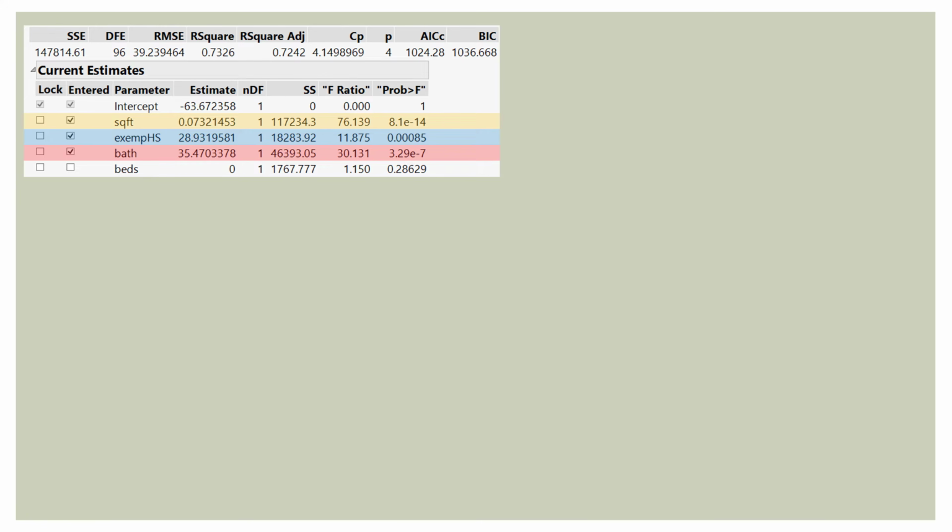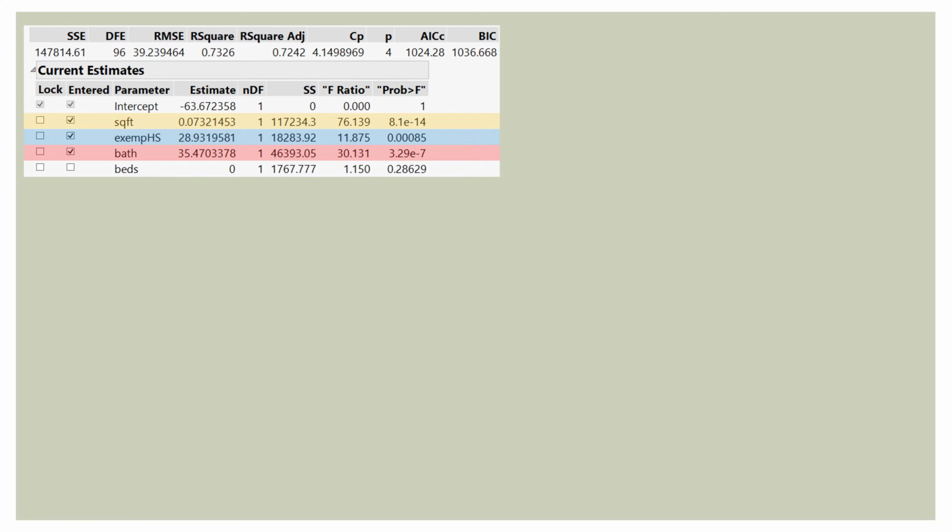Now remember, if we add up the sum of squares for all three of these variables we have highlighted here, 117234, 18284, 46393, if we add those up, that's not enough sum of squares to explain the difference between total sum of squares and SSE up here in the upper left. So where is it missing? It's in the combinations of variables. And we can actually figure that out with some simple math. We'll do that here in a little bit. So that's where everything is.